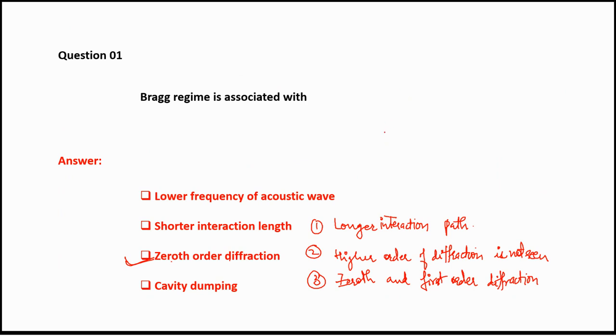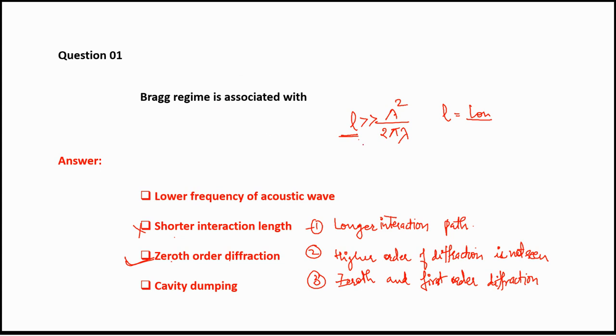Now, related to it, the only relation that was important if we work for cavity dumping is L should be greater than lambda square upon 2 pi lambda. From this relation we got to know that if you want L to be greater, you need actually the longer interaction path, and that is what is asked. But the Bragg regime is therefore associated with a longer interaction path, which is not true for the option given here.